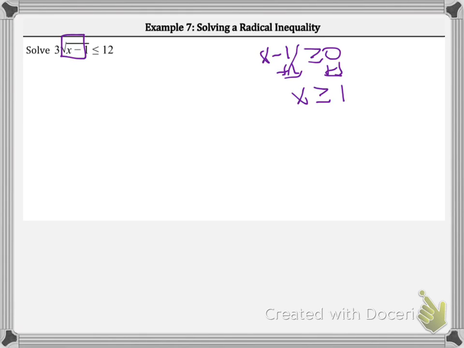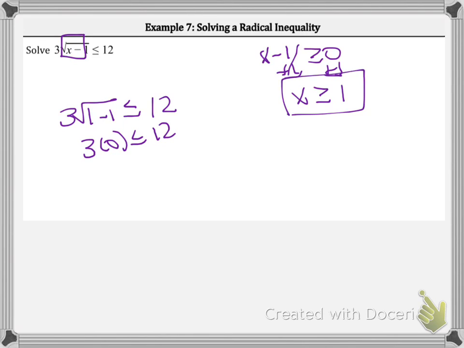Because look at it. If I plug in 1 into this equation, 3 square root of 1 minus 1 is less than or equal to 12. So 1 minus 1 is 0. 3 times 0, that's less than or equal to 12, and that's true, right? So whatever it is, we know that 1 is the smallest number I can plug in. We can test it out. Has to be greater than or equal to 1.